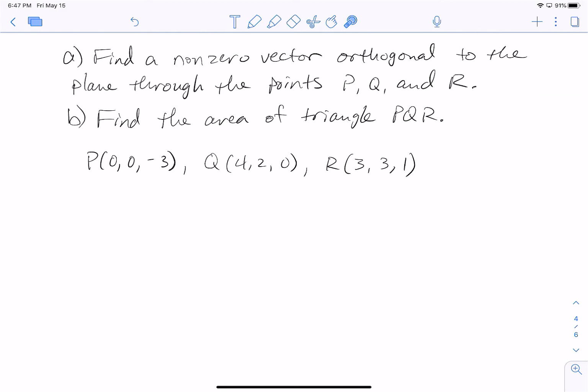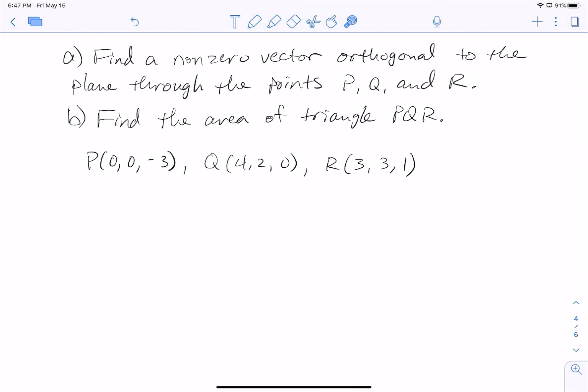Continuing our work with the cross product, we're going to find a non-zero vector orthogonal to the plane through points P, Q, and R, and then the area of the triangle PQR, where P is the point (0, 0, -3), Q is the point (4, 2, 0), and R is (3, 3, 1).